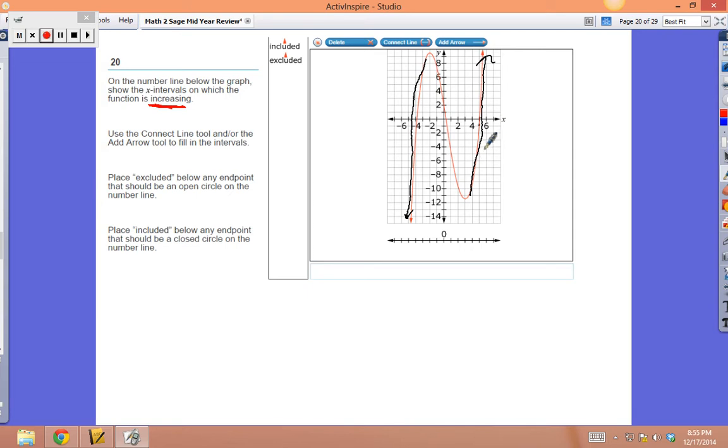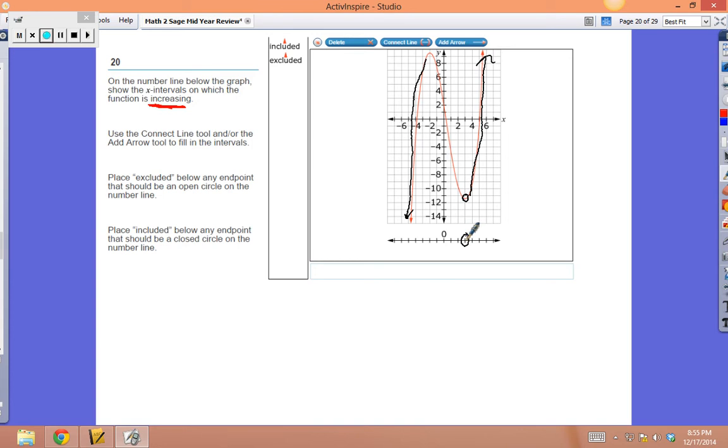So let's do this part right here. It looks like it starts to increase right here at 3. So on the number line, I'm going to come over here to 1, 2, 3, and I'm going to circle it. The question is, do I circle it and shade it in, or do I circle it and leave it empty? And I think we're going to circle it and leave it empty, because it's not really increasing at 3.